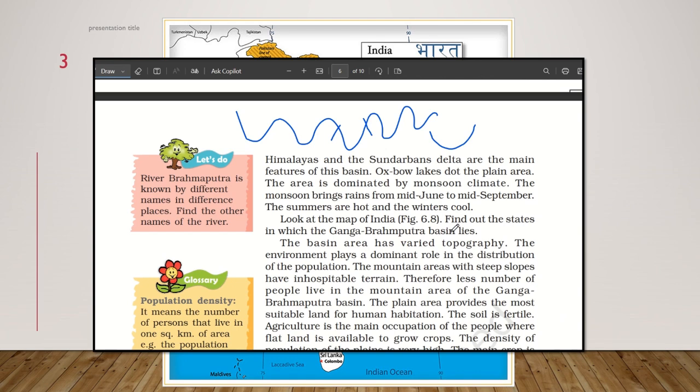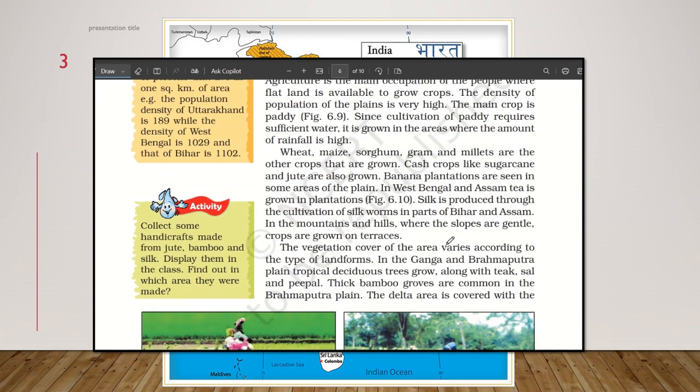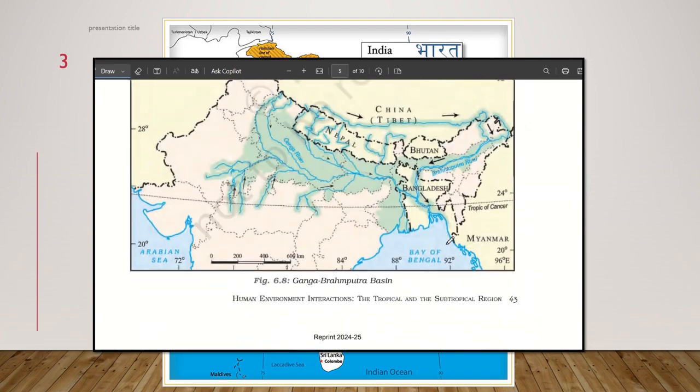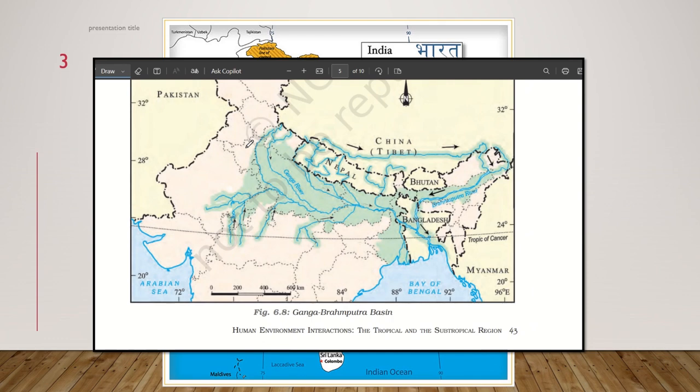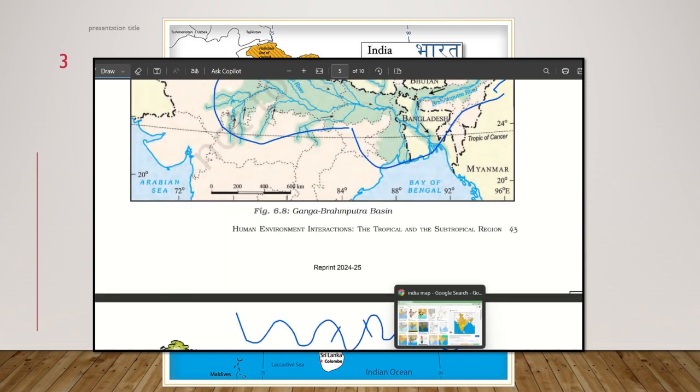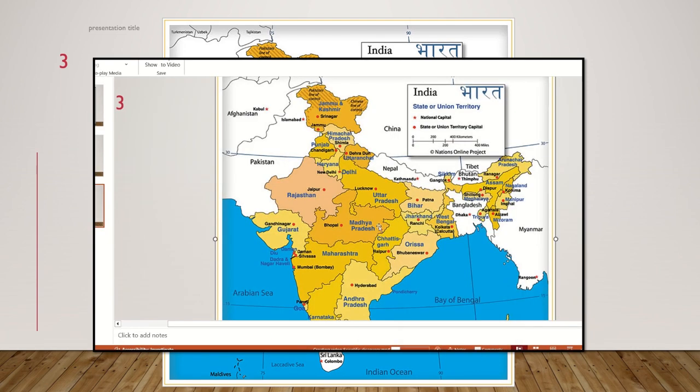Look at the map of India and find out the states in which the Ganga Brahmaputra basin lies. Here they have given the map, but it is blank. This much part has the Ganga Brahmaputra basin. So we will understand from one more map. Okay, here it is, another map.